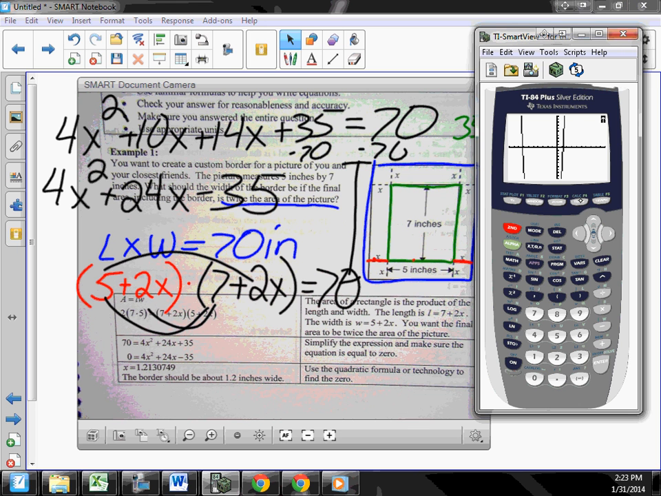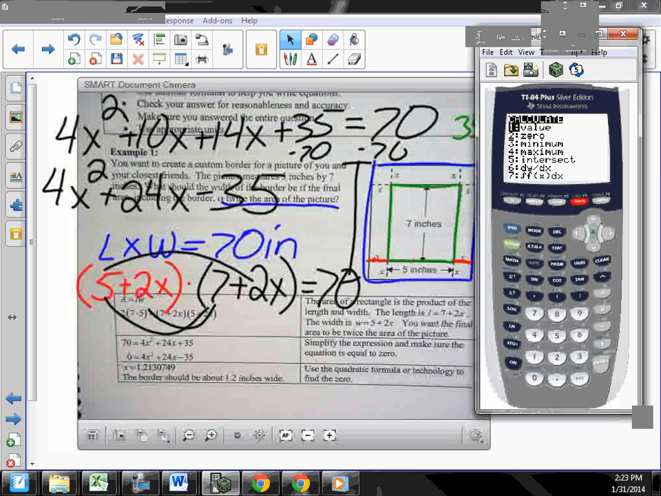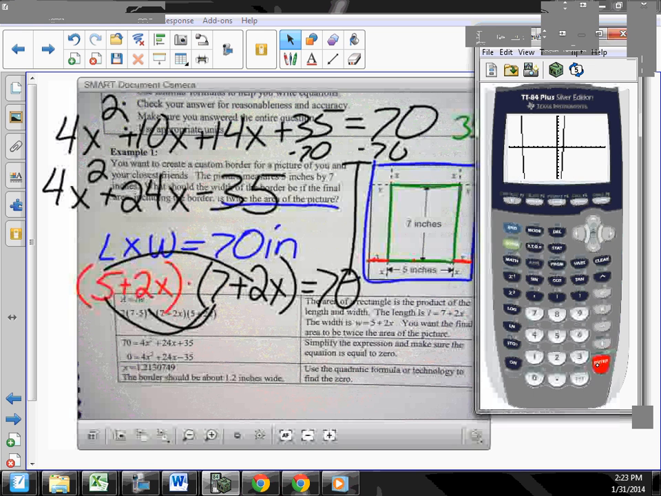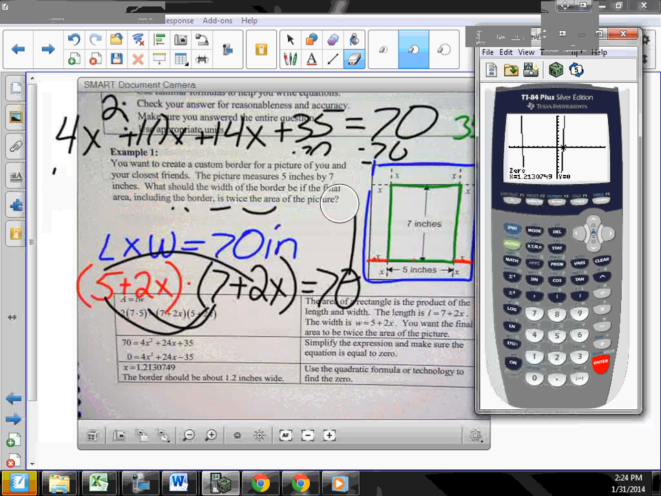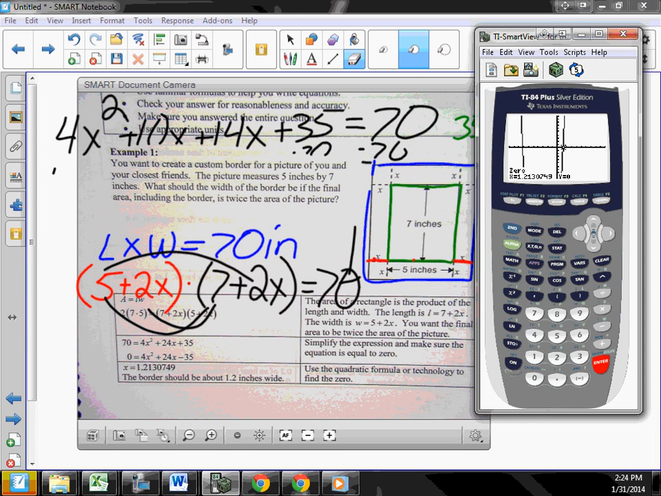So second calc, zero. It's between 0 and 2. So left bound 0, right bound 2. And my guess is 1. 1.21. So the question asks, what should the width of the border be if the final area is twice? So it's 1.2. If it asked you what the dimensions of the frame were, how would you figure that out?